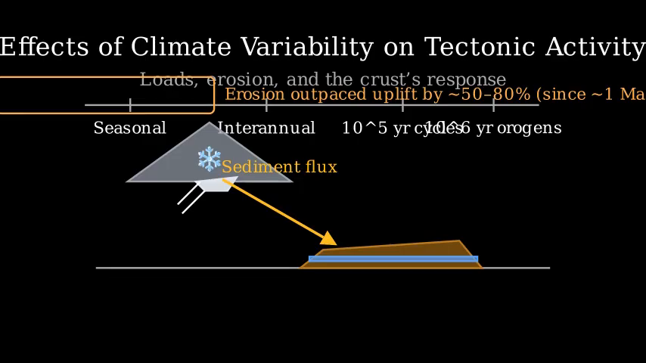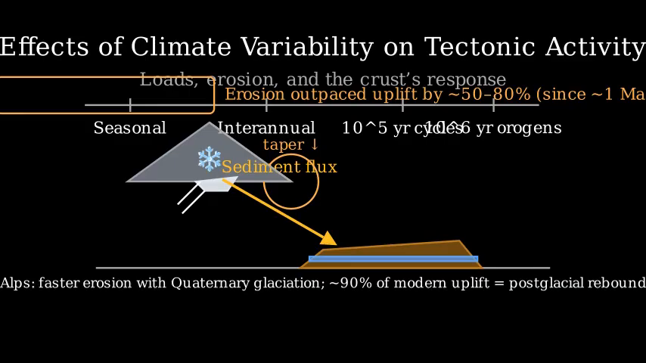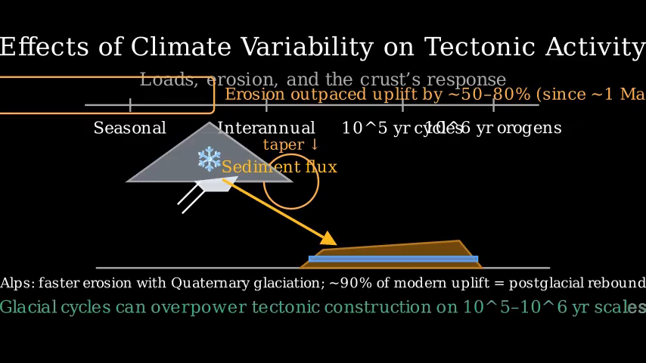That can thin the critical wedge, reorganizing faults and focusing uplift zones. In the Alps, cooling and Quaternary glaciations increased erosion. Today, about 90% of present uplift measured geodetically is elastic rebound after deglaciation, not active shortening. Takeaway: on 100,000 to million-year scales, climate can govern erosion rates, drive isostatic adjustment, and even reshape deformation patterns.